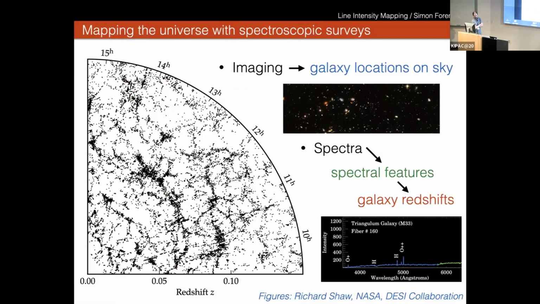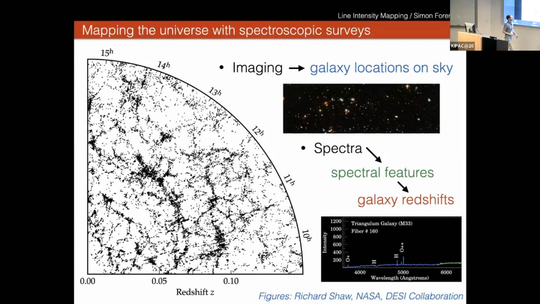So to set the stage for what I'm talking about, we can try to summarize the main technique that Juno was talking about in one slide. So in a large spectroscopic survey, you're trying to map out the large-scale structure of the universe by measuring objects one by one. So you'll typically start with some imaging, some high-resolution imaging to identify the sky locations of individual objects, such as galaxies. You measure a spectrum from each one.